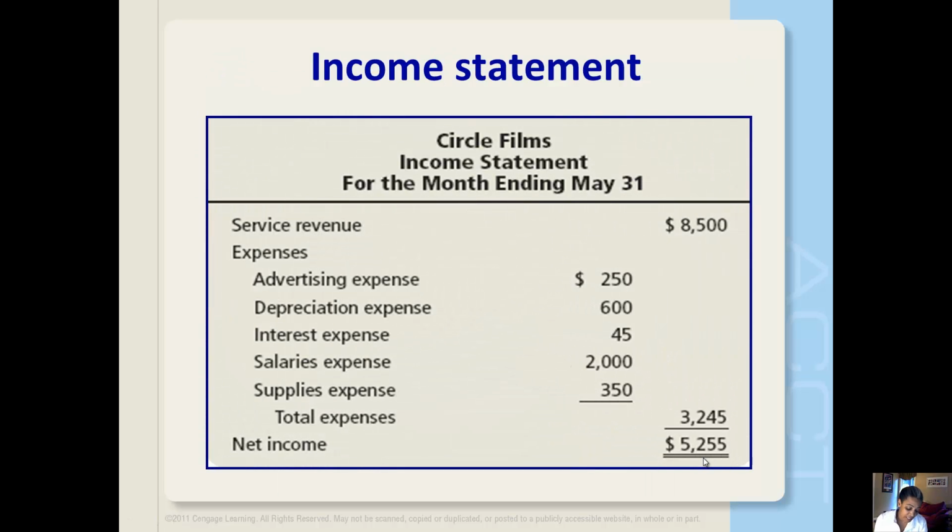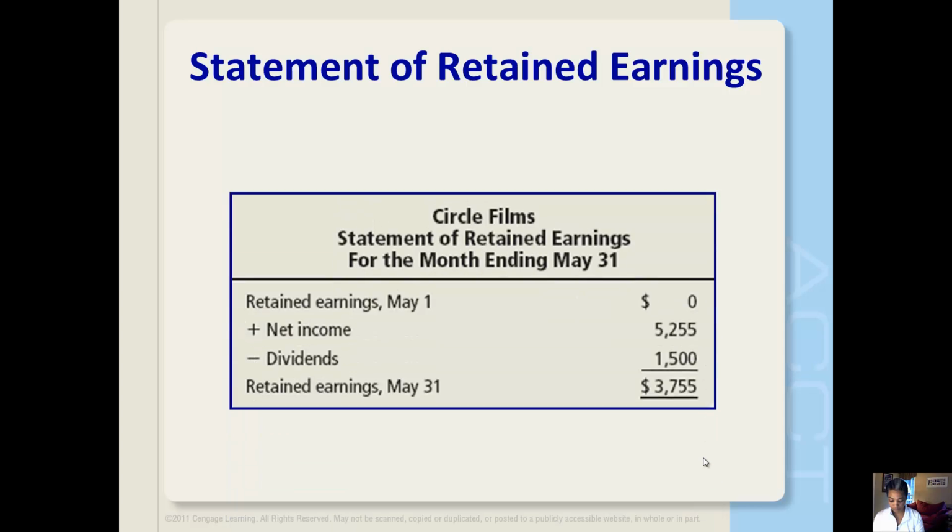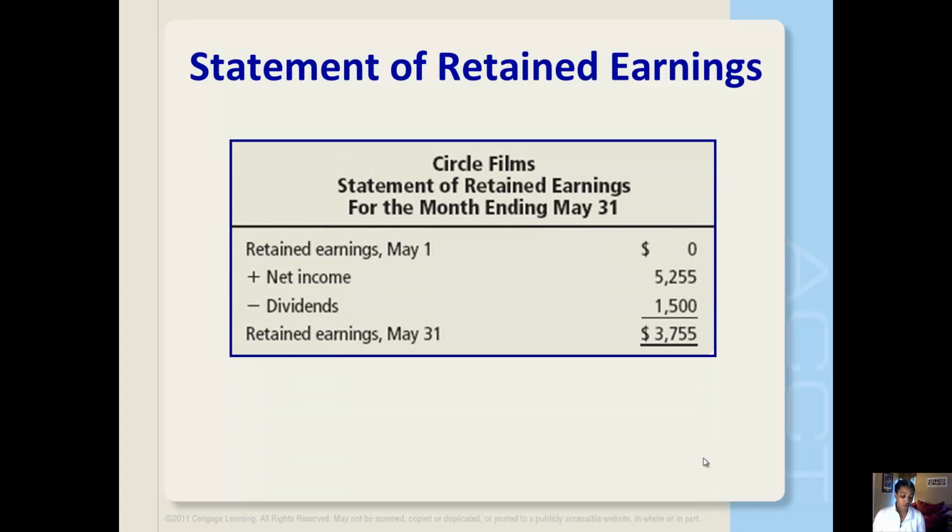Once all revenues and expenses are recorded and an adjusted trial balance is prepared, financial statements can be generated. The income statement should be prepared first. So here's our May 31st income statement. With net income calculated, that was $5,255 on the income statement, Circle Films' statement of retained earnings can be prepared next.